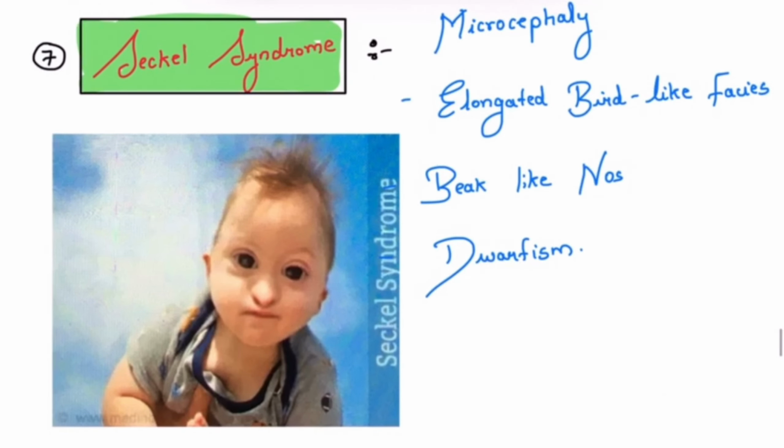Another is Seckel syndrome. There will be microcephaly, elongated bird-like face, beak-like nose and dwarfism. See the head over here. It is smaller than normal, right? So it is microcephaly. See the nose. It is beak-like. And also you can see the face is elongated. And there will be dwarfism present. So it is Seckel syndrome.